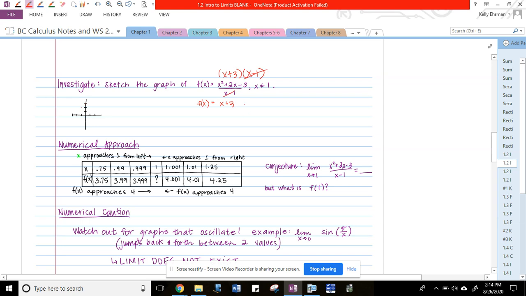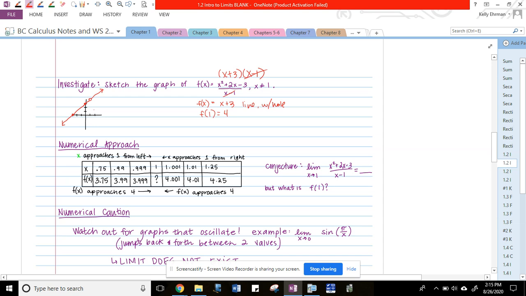And remember, this is basically just a line with a hole. The hole is at 1. X can't equal 1, but you still have to plot it in line with the graph. So if you plug 1 into the simplified function to figure out where to plot the hole, 1 plus 3 is 4. So there is a hole at 1, 4. Let's put that right here. Otherwise, it's a line. It's got a y-intercept of 3. It's got a slope of 1. So sketch that graph like that.